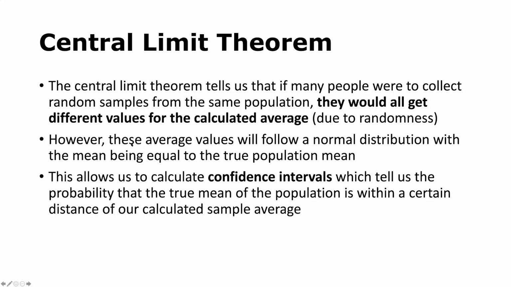However, your average values, if we were to get more people, so instead of 14, let's say we got 1,400 people to do the same thing, and we plotted those values on an x-axis, like a histogram, we would see that the values would follow a normal distribution, and the mean would be equal to the true population mean. So that's what the central limit theorem is. The more times you collect samples, the averages from each of those statistical samples will follow a normal distribution.